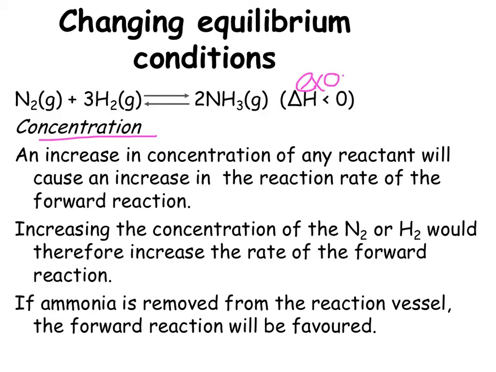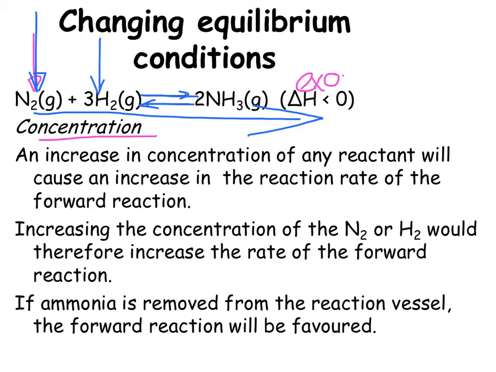If I were to put more nitrogen into the container, the system would attempt to use up that nitrogen by making the forward reaction go faster. Remember, there is a forward reaction and a reverse reaction going here. But because I have added more concentration of reactant, I will favor the forward reaction. The same is true if I pumped more hydrogen into the container, I would favor the forward reaction.